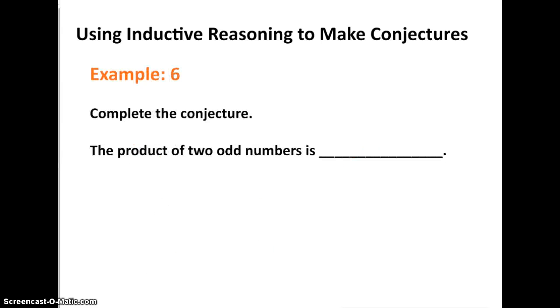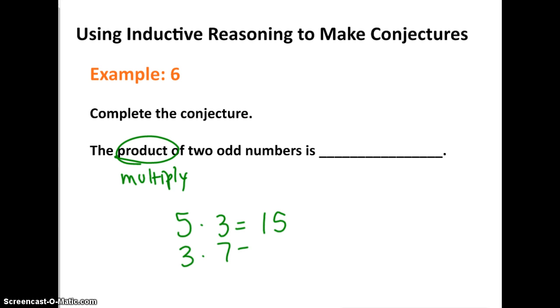Alright, the product of two odd numbers is blank. Now product means multiplication, so you're going to multiply. An odd number, 5 and 3, gives me 15. 3 and 7 is 21. Odd 9 times, what about multiplying it by -3 this time?